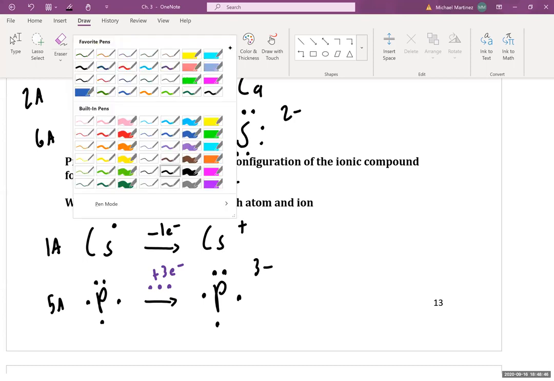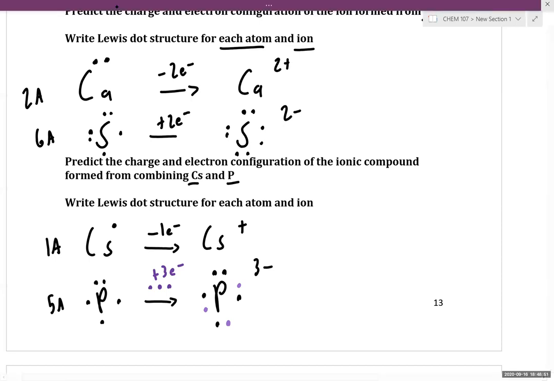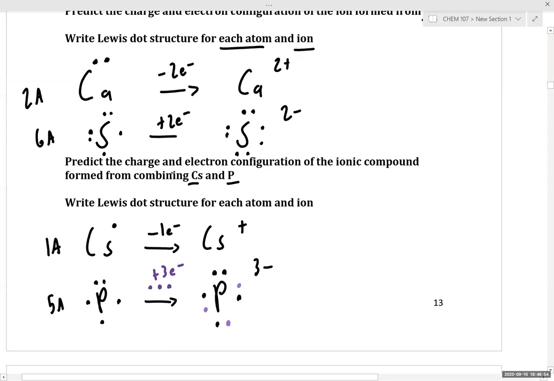Professor, I don't understand the gain and the loss. Where do we get that from? Well, metals such as cesium prefer to lose electrons, and non-metals like phosphorus prefer to gain electrons. And we gain or lose electrons to reach an octet, which is 8 electrons total. Does that make sense? Where do we get the 3, for example? So we have 5. How many do we need to add to get 8? Oh, 3. Yep, exactly right.